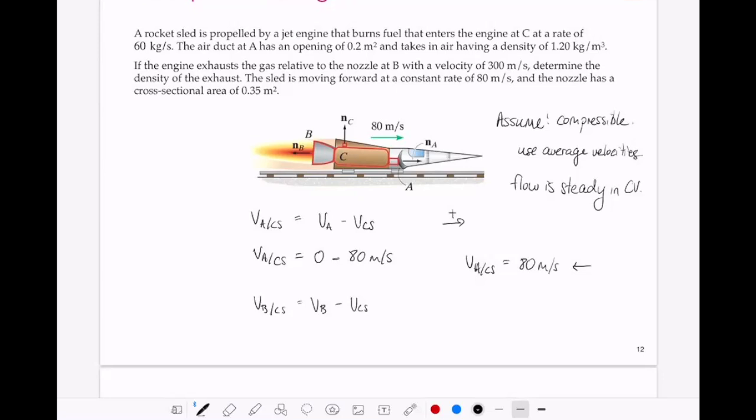And then with reference to the rocket, so if we are now sitting on the rocket, the velocity of the air with respect to us would be the same as the velocity of the air with respect to the control volume or the control surface. And that would appear to be minus 80 meters per second. So this is absolute. And this is also absolute.